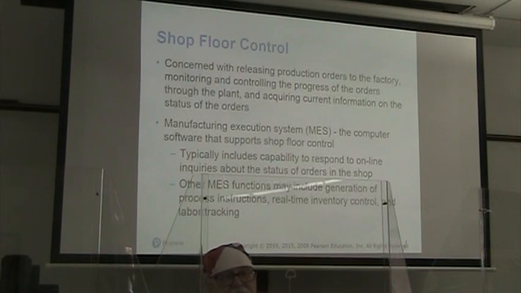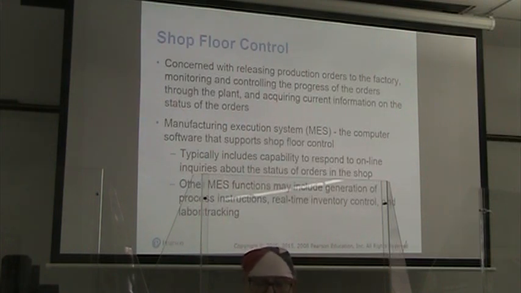All right, so that brings us to shop floor control. In shop floor control, we're concerned with releasing our production orders to the factory. Then we monitor and control the progress of orders through the plant. So we are acquiring current information on the status of the orders, right? We want to keep close track, not just say, all right, here's a bunch of stuff, guys, get that order done.